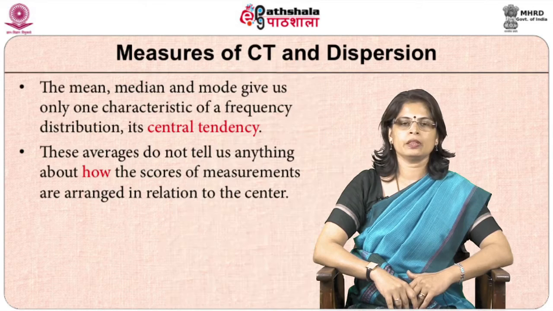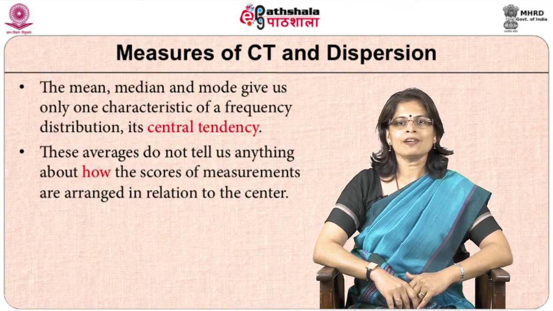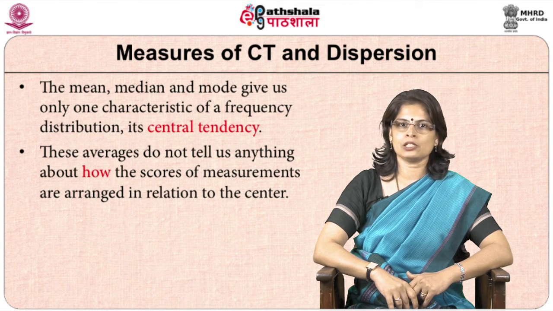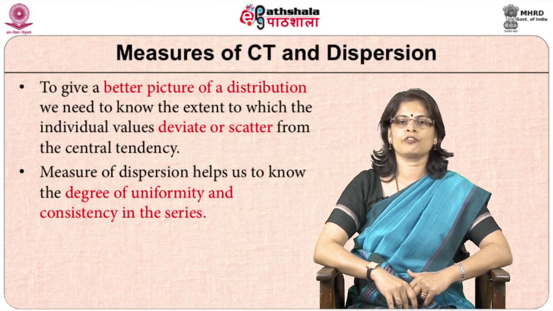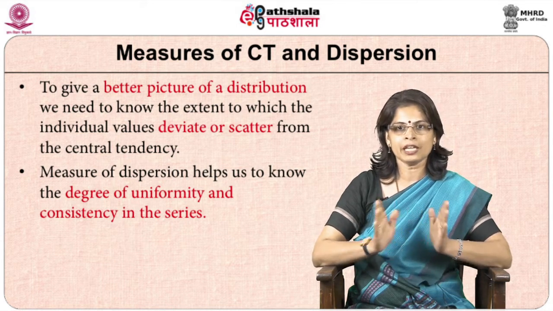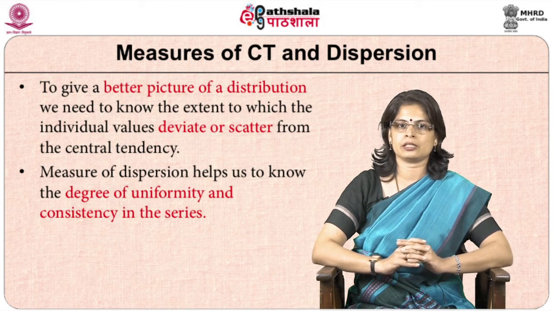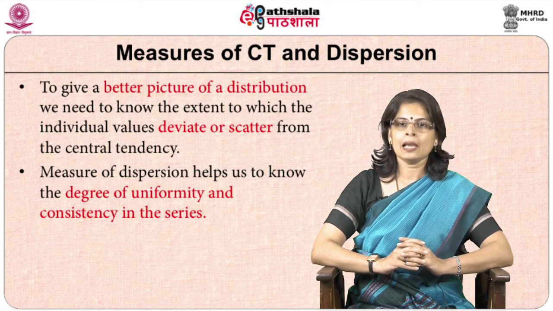Let us now see the measures of central tendency and dispersion. The mean, median and the mode give us only one characteristic of a frequency distribution, that is the central tendency. These averages do not tell us anything about how the scores of measurements are arranged in relation to the center. To give a better picture of a distribution, we also need to know the extent to which the individual values deviate or scatter from the central tendency. Measures of dispersion help us to know the degree of uniformity and consistency in the data series.